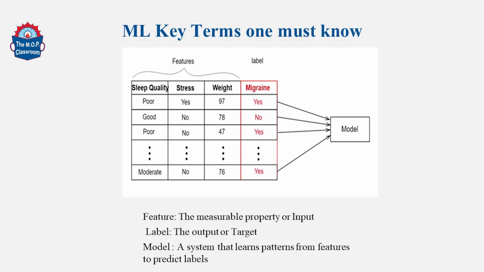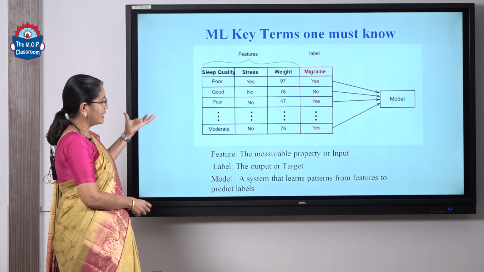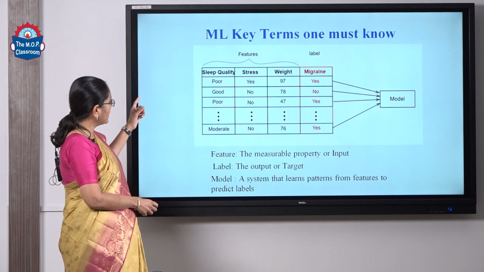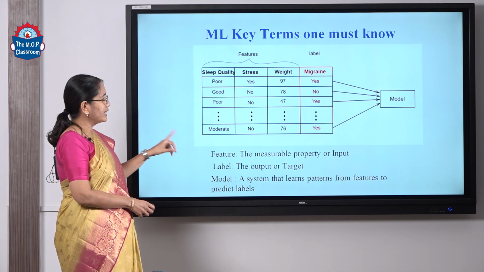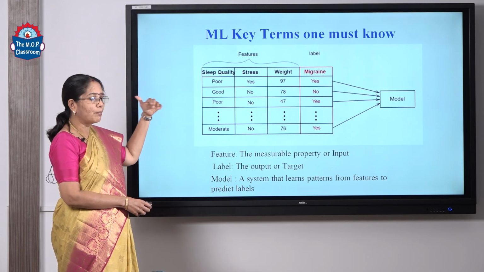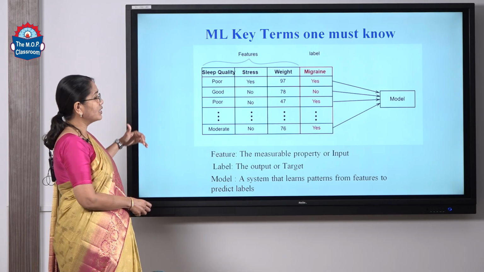In this example, we have a set of training data. The data that we are giving as input to the model is the sleep quality of a person, stress level and weight. From this data, we want to predict whether a person will get migraine or not. These are some of the training data which we have observed earlier, and therefore for this set of input data the label is already assigned. So when we give input to the machine learning model, we have to give the feature and the label.